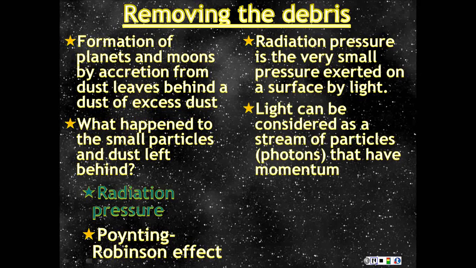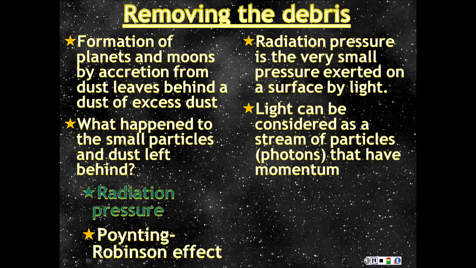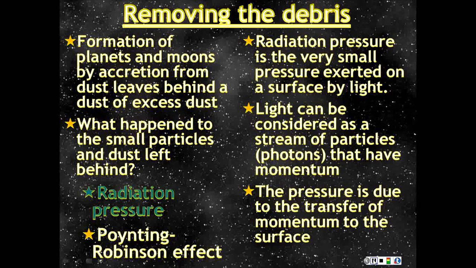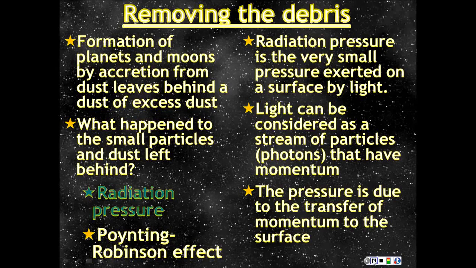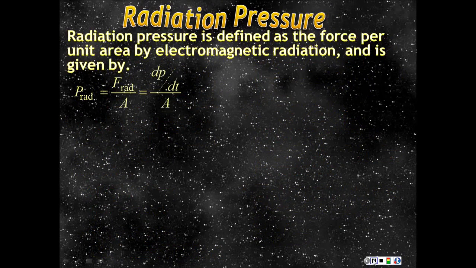So we want to consider light to be a stream of particles, photons, that have momentum. If you have a photon that is absorbed, then the momentum is also absorbed by the dust grain. So let's have a look at how this works. Radiation pressure is just force over area, so the radiation pressure is the force due to the radiation divided by the area. Now force is the rate of change of momentum, so we have dp by dt over A. So this is basically saying the amount of momentum that is deposited by the light is what gives us the force.